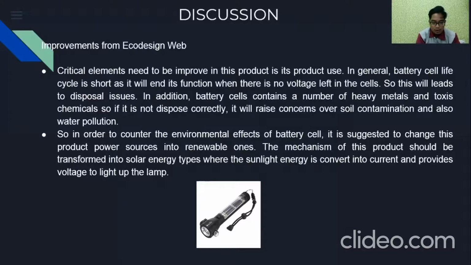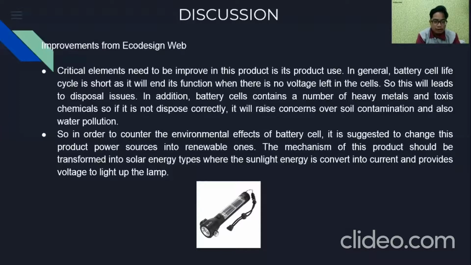So in order to counter the environmental effect of battery cells, it is suggested to change this product's source into a renewable one. The mechanism of the new product is by using a solar panel to convert sunlight energy into current and provide voltage to light up the lamp.